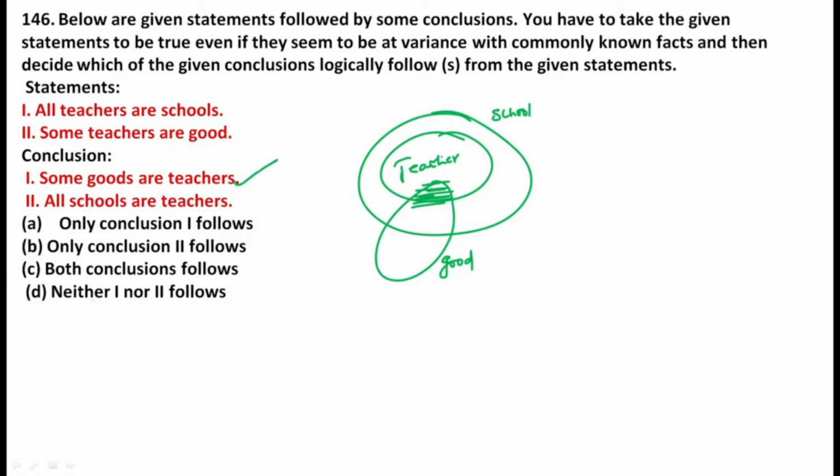Next one, all schools are teachers. It doesn't follow, guys. Why? Because all teachers are schools, but only some schools are teachers. All schools are teachers is absolutely wrong as per the diagram. Now you can choose your option: only conclusion one follows.